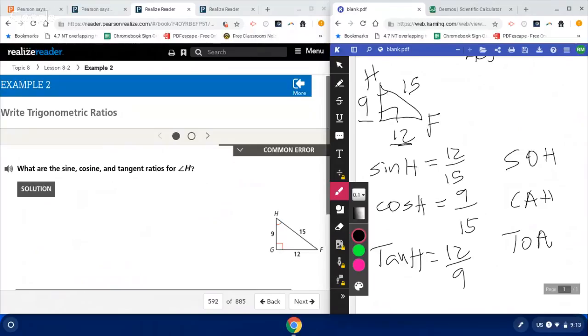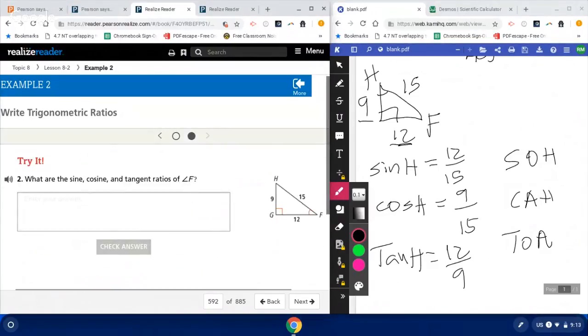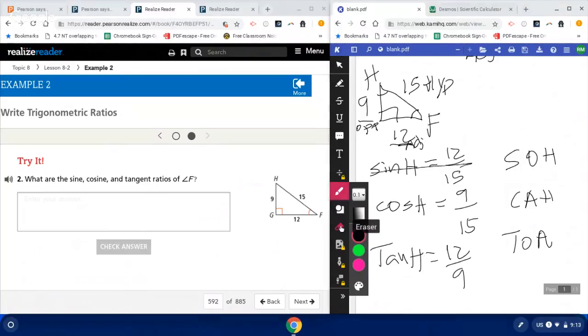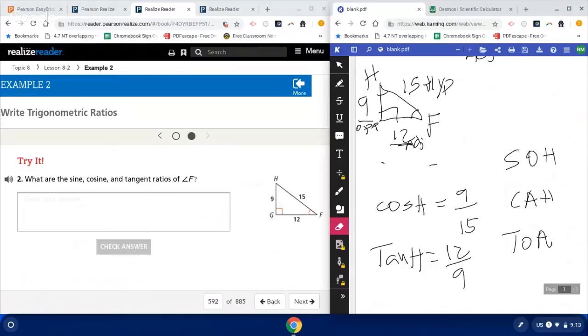Then they give us the next problem, which is the same triangle, but now they want us to talk about it in relation to F. Now this one is opposite and this one is adjacent. This one stays the hypotenuse no matter what. I'm going to erase these real quick just to give myself some room.